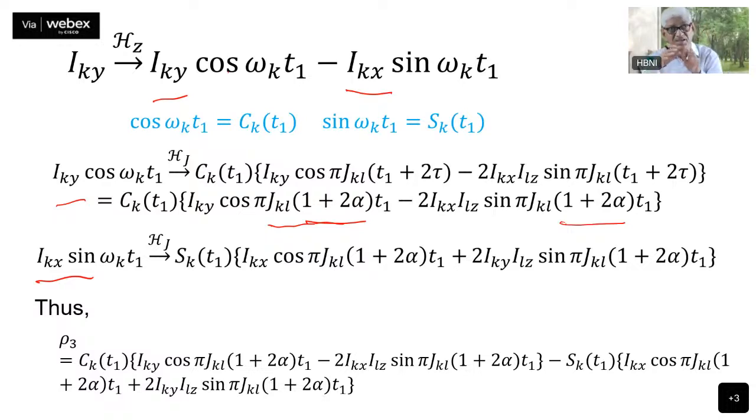Now notice here that coherence transfer has not happened. This is only evolution under the Hamiltonian. Evolution under the Hamiltonian produces in-phase and anti-phase terms, but it doesn't cause a coherence transfer yet. Coherence transfer requires the 90-degree pulse. Okay, we have a blank here.